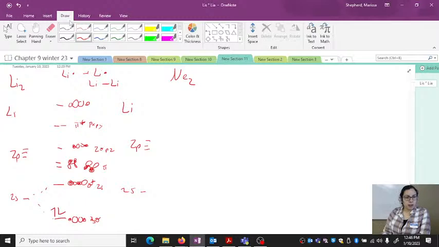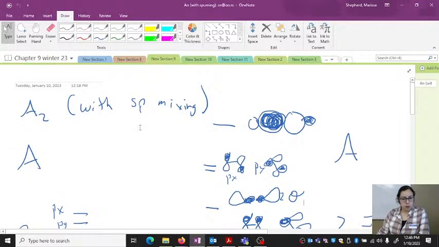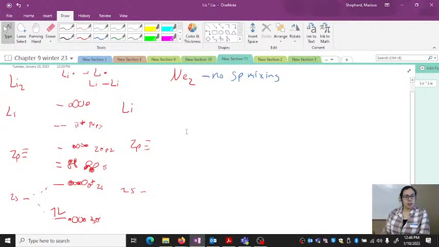And then, don't forget, as you do neon, neon has no SP mixing. And lithium does, so you should be copying or kind of using this one as a guide with our SP mixing. And so that's the order I put it in. Again, our most favorable one is at the bottom, our formally anti-bonding sigma on top.